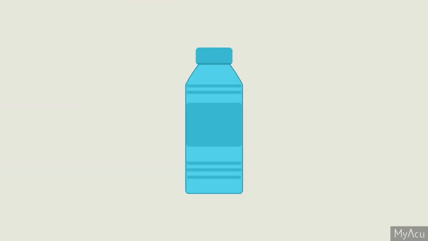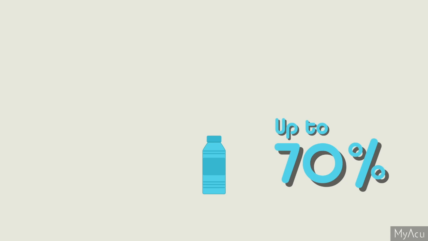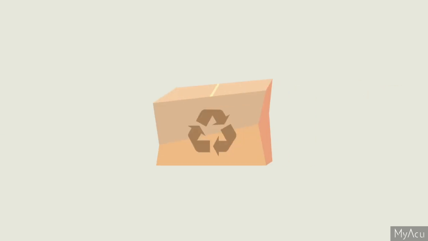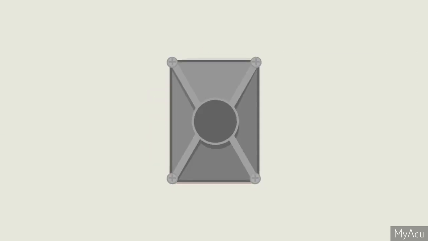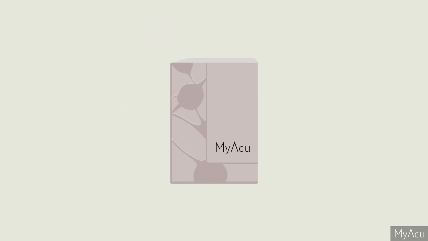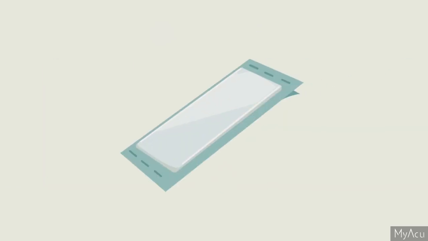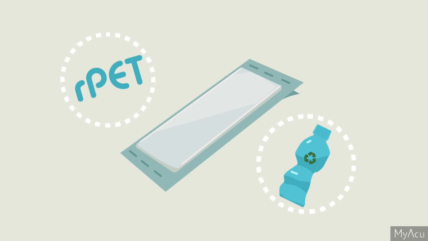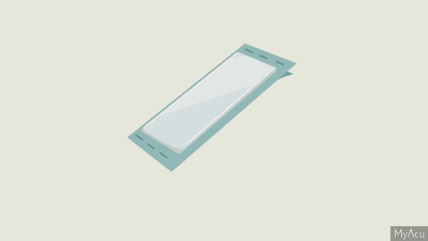The first thing we've done is reduce plastic packaging by up to 70%, depending on the type of needle used. Our boxes are made of recycled cardboard and embossed instead of printed to reduce ink use. And our blister packaging is made from RPET recycled water bottle material, which can itself be recycled again.